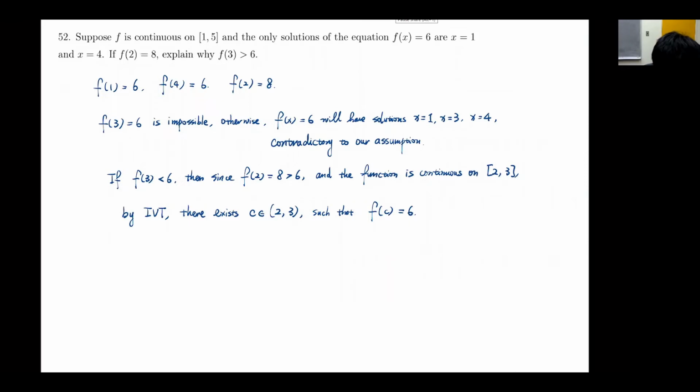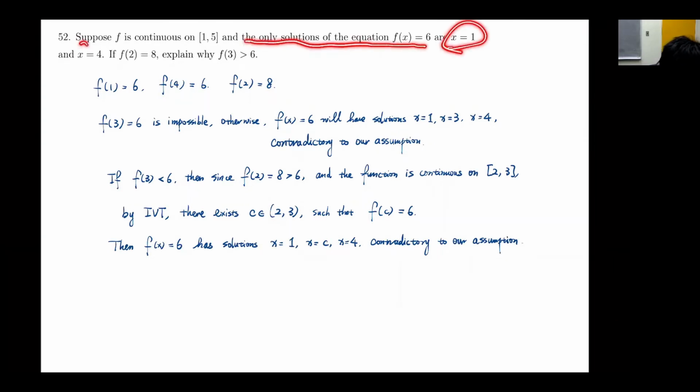But if f of c equals 6, then we can conclude that f of x equals 6 has solutions x equals 1, x equals c, x equals 4. So this is again contradictory to our assumption, because we assumed that the only solutions of the equation are x equals 1 and x equals 4, and x equals c is not supposed to be a solution.